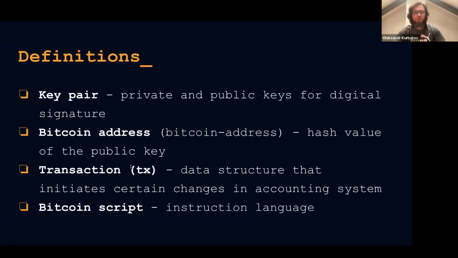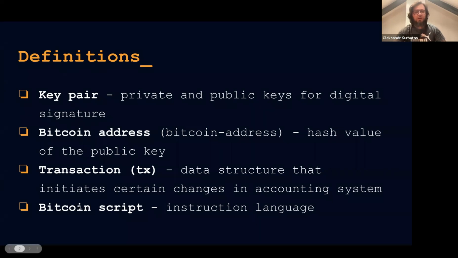Next one, transaction. A transaction is a data structure that allows you to perform some action on the blockchain or on some accounting system. It's not necessary that this transaction sends some money. You can use a transaction for voting, or for timestamping some event in some registry. Actually, in Bitcoin, you mostly use transactions for sending money to other participants. But a transaction is some action in an accounting system.